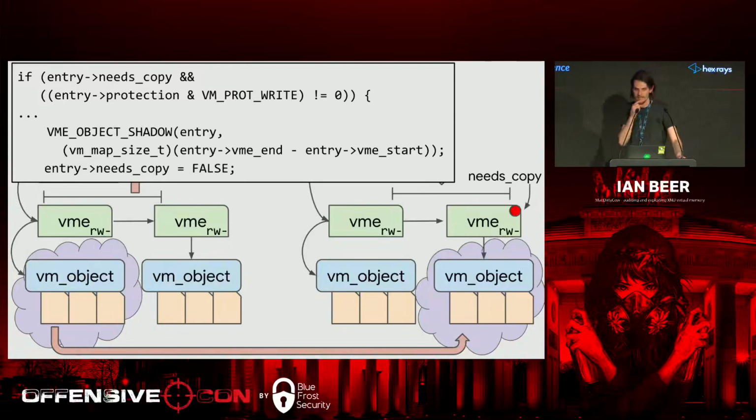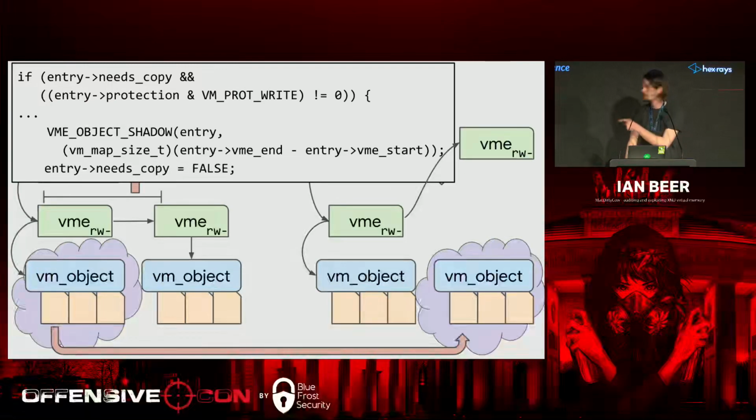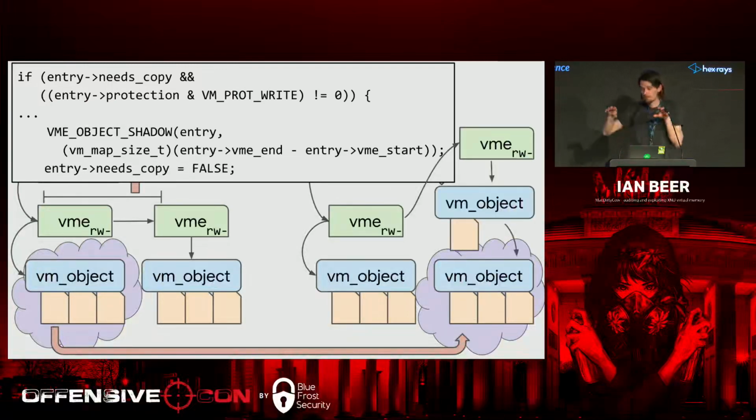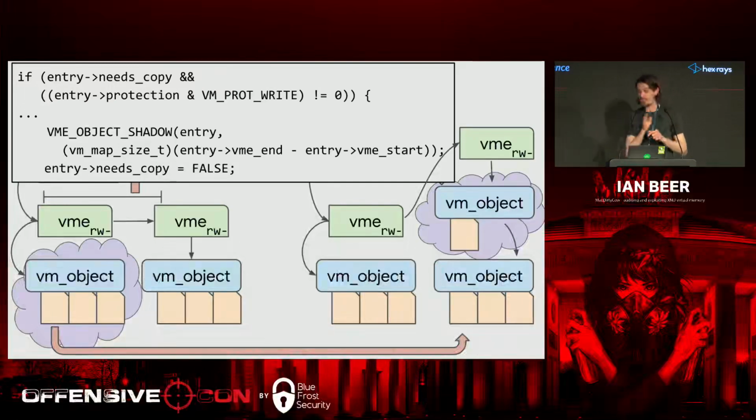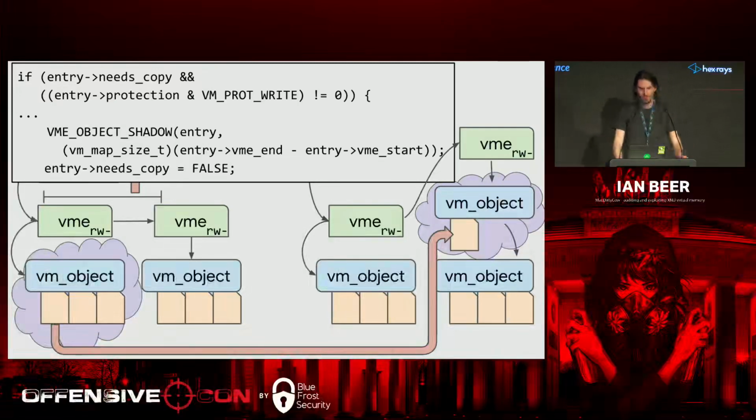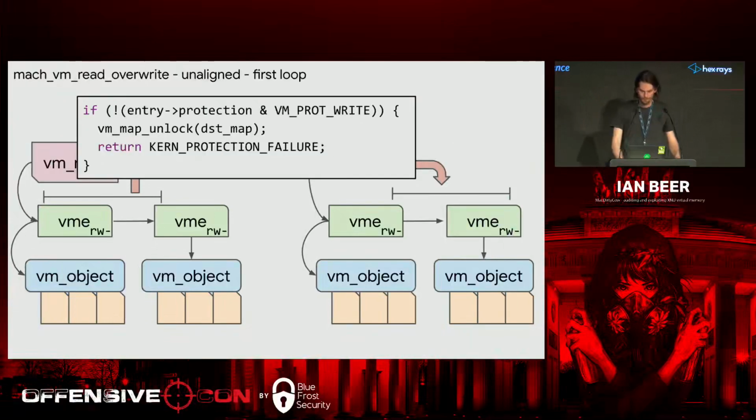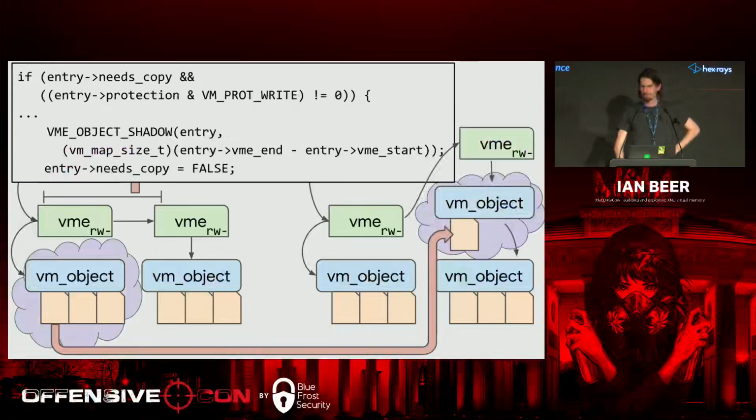So the logic here is saying, if that entry has needs copy set and is mapped writable, then first perform a shadow operation, which means you take the VME and you insert this new shadow object, and your copy destination is actually that object, which has a copy of the page from the original VM object below, and you're going to copy into there. And this is the intended functionality. This is how it's supposed to work. But something is actually not quite right with the semantics here and with the logic.